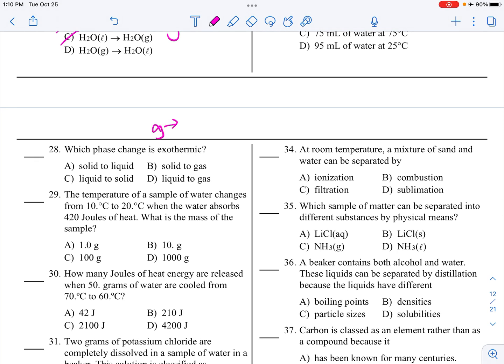Exothermic: gas to liquid to solid, or gas straight to, holy cow, that is not right. Gas to liquid to solid, or gas straight to solid. Solid to liquid is not, solid to gas is not, liquid to solid, yes.